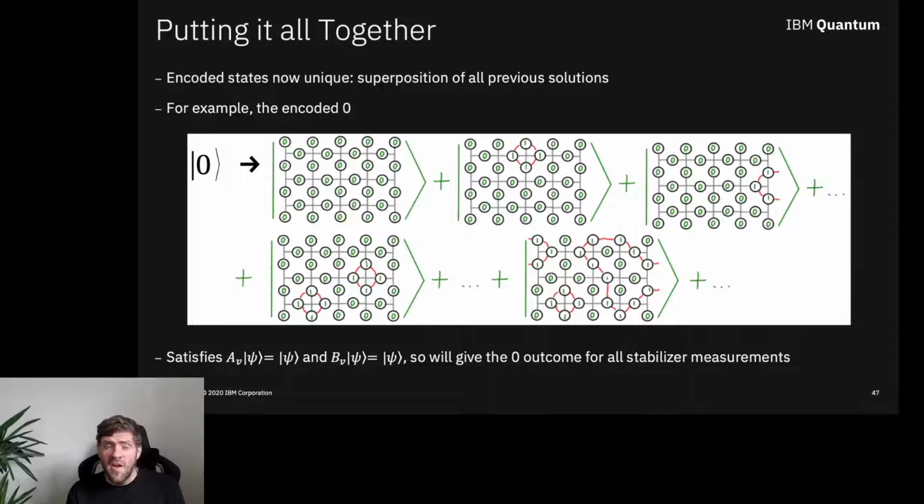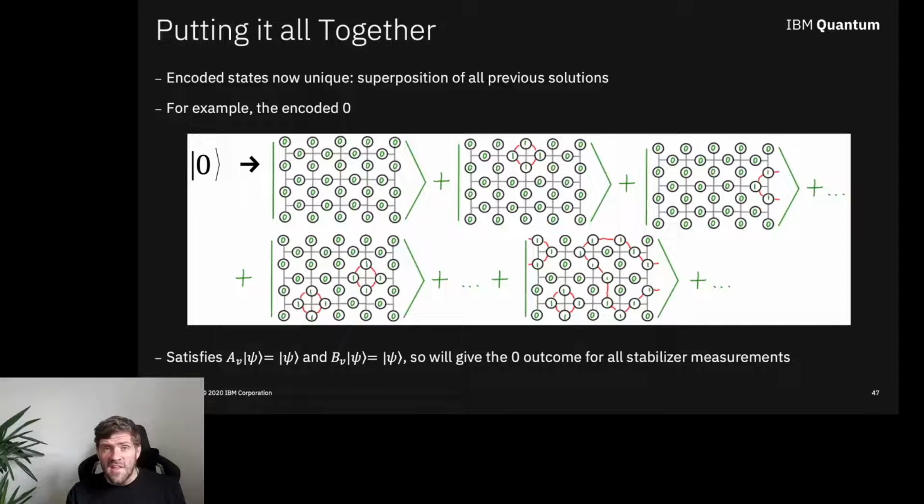So our encoded 0 has to be a state which, when we measure all of the plaquette operators, we get the outcome 0. And we get that by just making it a superposition of all of these states, which would give us the outcome 0 for a plaquette operator. So because it's made up of states that are even parity for that particular plaquette, it is also even parity for that particular plaquette.